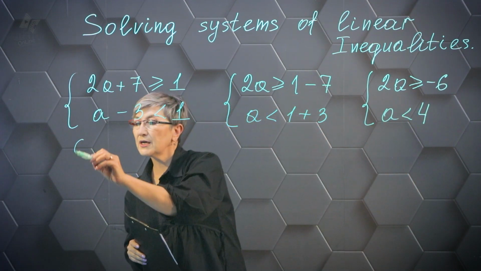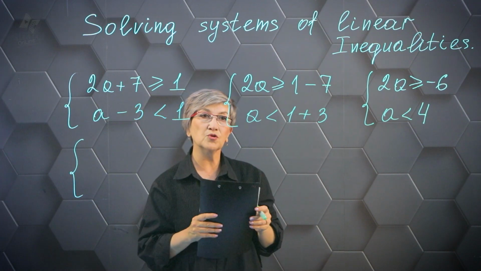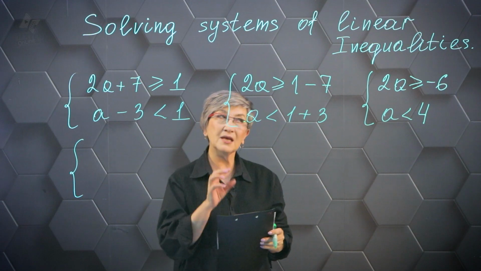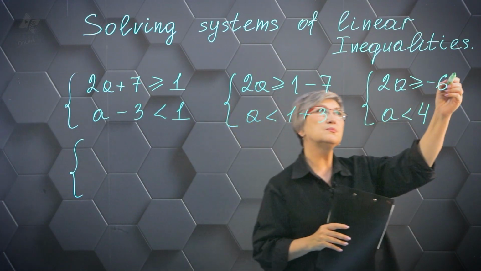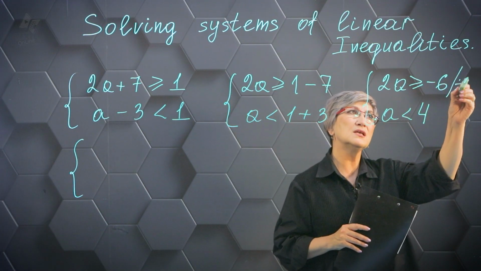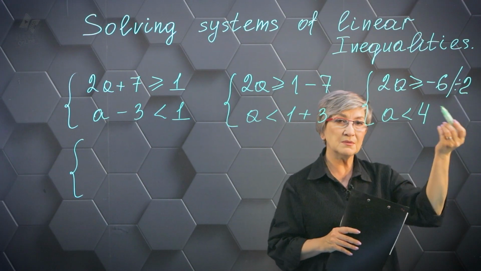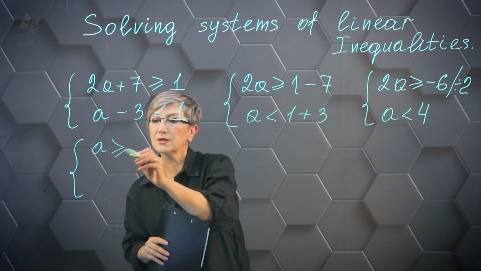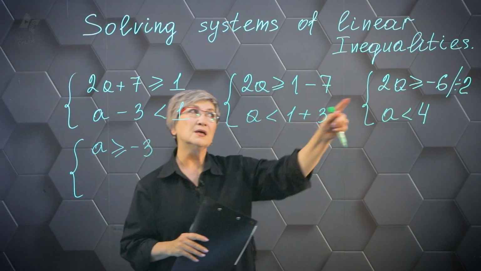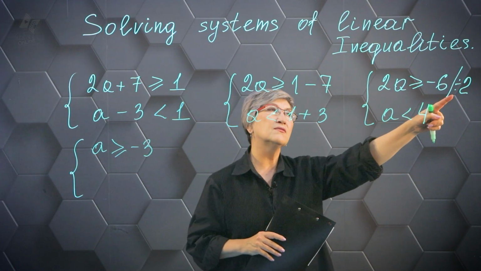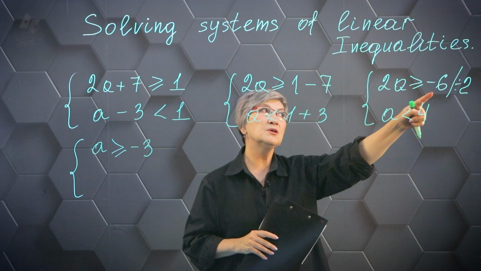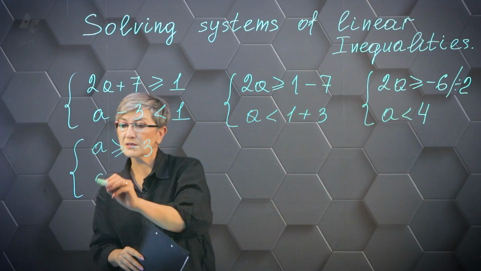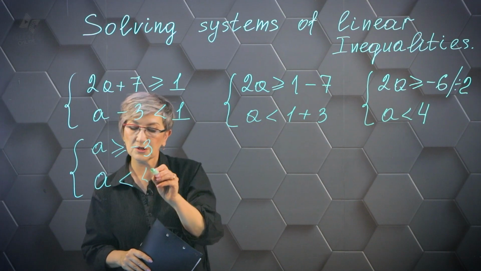Let's continue solving the inequality, and we'll reach the answer when it's written that a is greater than or equal to something, and a is less than something. For the first case, we should divide the first inequality by 2. Dividing by a positive number results in a being greater than or equal to negative 3. 2a divided by 2 equals a, and minus 6 divided by 2 equals minus 3. And for the second inequality, a is less than 4.